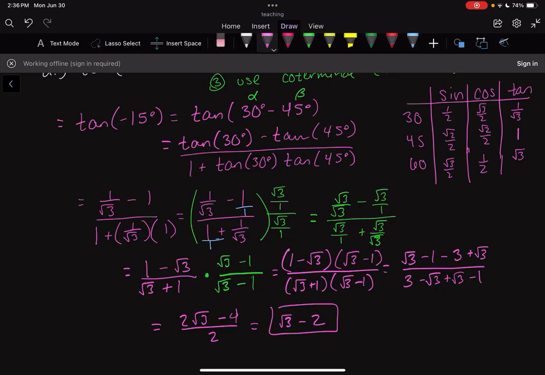Wow, that was a lot. Now you can actually check your answer in the calculator because I can type into my calculator root 3 minus 2 and that gives me negative 0.26. If I type in tangent negative 15, that gives me negative 0.26. So I know that it's correct. But I don't want the decimal answer on your test. Please do not give me that on your test.